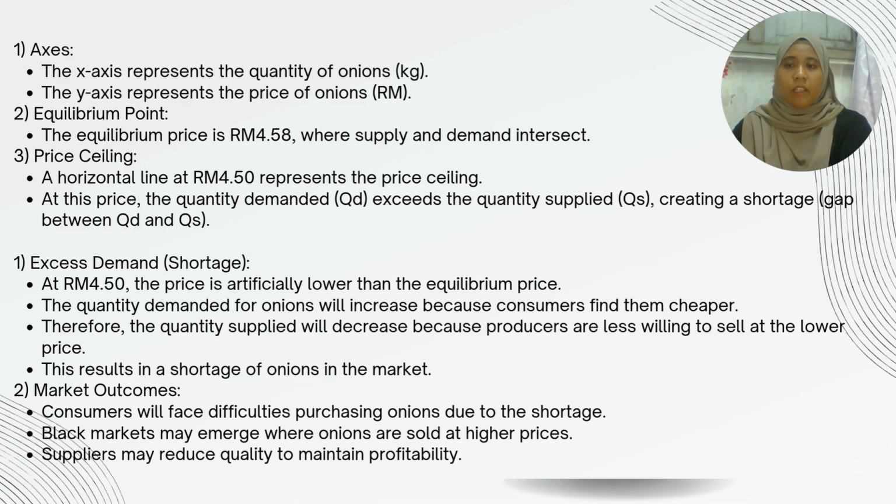Market outcomes: consumers will face difficulties purchasing onions due to the shortage. Black markets may emerge where onions are sold at higher prices. Suppliers may reduce quality to maintain their profitability.